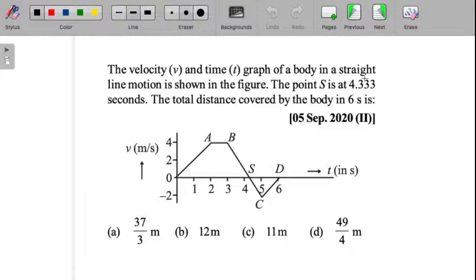The velocity and time graph of a body in a straight line motion is shown in the figure. The point S is at 4.333 seconds. So here the time is 4.333 seconds. The total distance covered by the body in 6 seconds is... So I have to find the total distance covered.